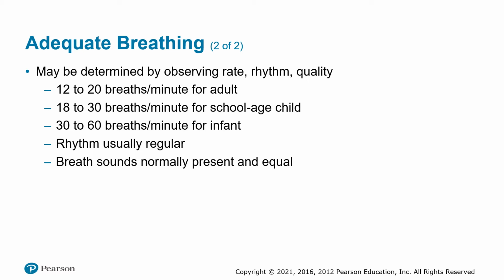So rate, rhythm, and quality for breathing: 12 to 20 for adults, 18 to 30 for a kid, and 30 to 60 for an infant. It's usually regular in rhythm, and breath sounds are present and equal without any kind of adventitious sounds like wheezing or crowing or anything like that.